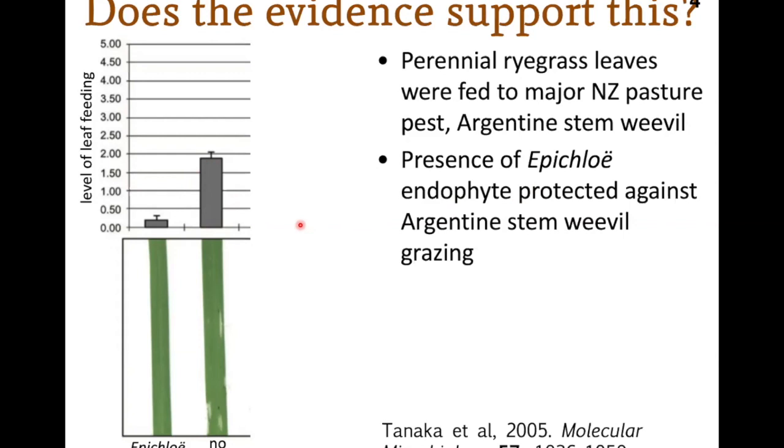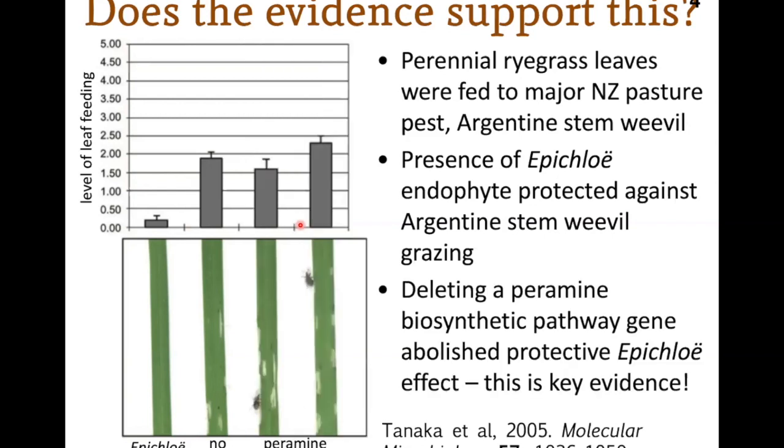And so what the scientists who did the study then did was look to see whether it was the secondary metabolite peramine that I talked about previously that was preventing or deterring these stem weevils from grazing. To do that, they took a gene that was responsible for making peramine and deleted it from the endophytes, and then looked at the effects. Peramine is made with a biosynthetic pathway composed of a bunch of enzymes, and those enzymes are encoded by genes. They deleted one of these genes, which meant the Epichloe endophyte couldn't produce peramine.